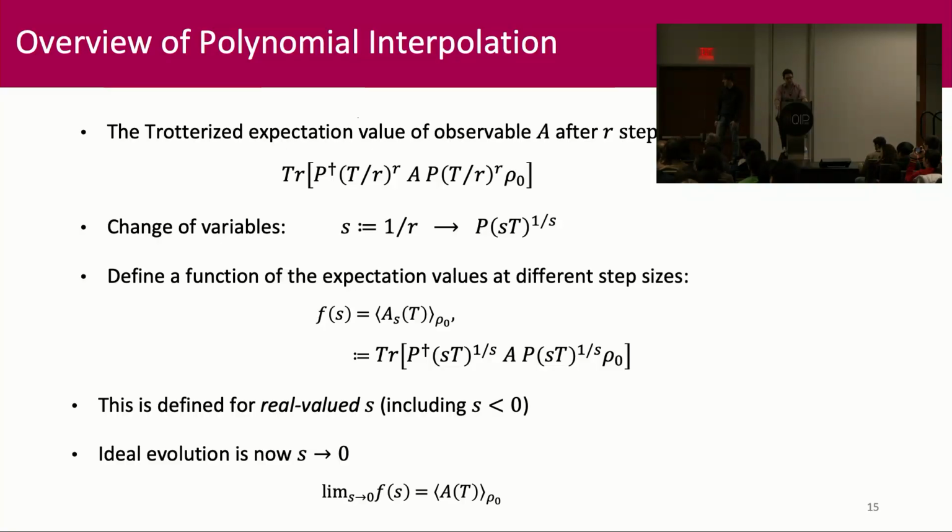But importantly, as we take the limit of S going to 0, we have the limit of an infinite number of Trotter steps. And so we achieve the exact, or the idealized, Hamiltonian evolution. And this is the quantity that we're going to be using and trying to estimate.